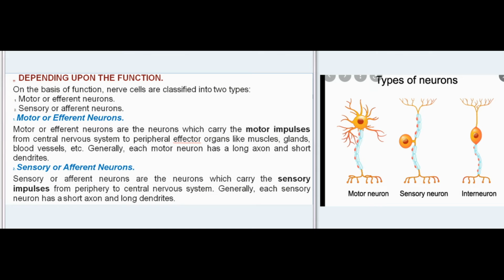Depending upon the function, nerve cells are classified into two types: motor or efferent neurons, and sensory or afferent neurons. Motor or efferent neurons are the neurons which carry the motor impulses from the central nervous system to peripheral effector organs like muscles, glands, blood vessels, etc. Generally, each motor neuron has a long axon and short dendrites. Sensory or afferent neurons are the neurons which carry the sensory impulses from the periphery to the central nervous system. Generally, each sensory neuron has a short axon and long dendrites.